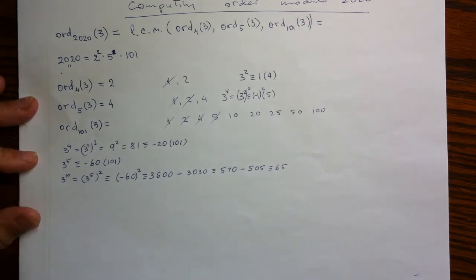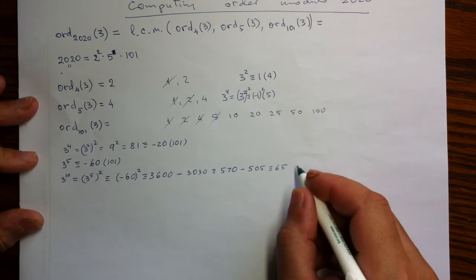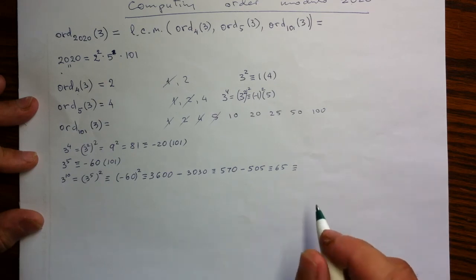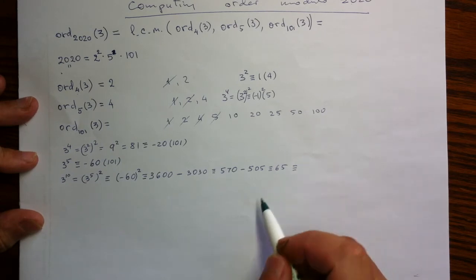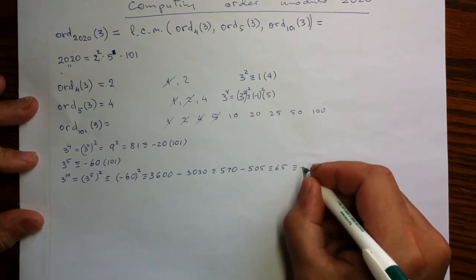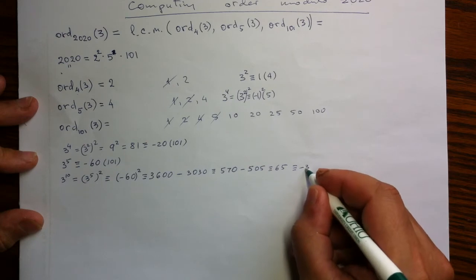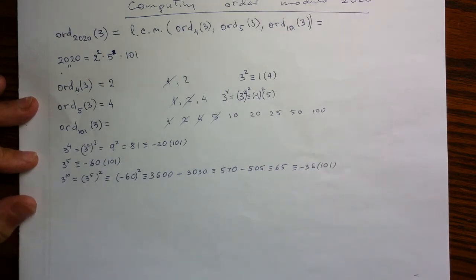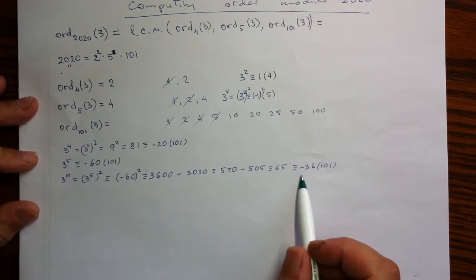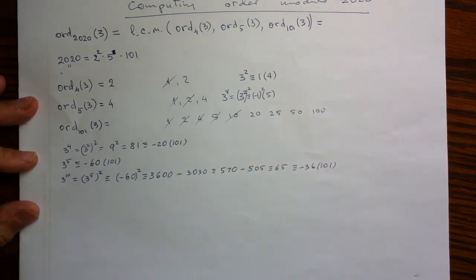And 65 I can bring down to the next differentials, and here subtracting 101 from this, and ending up with negative 36. I like it better. So still not congruent to 1. 10 is not our answer.